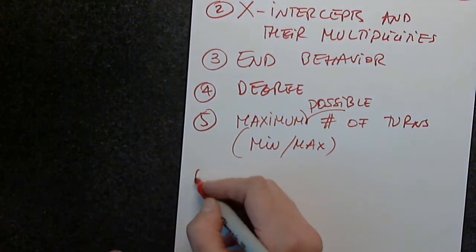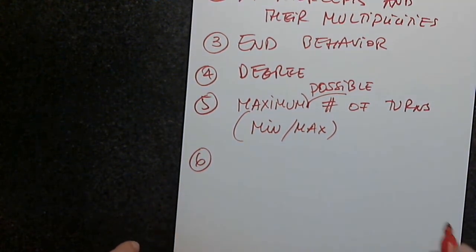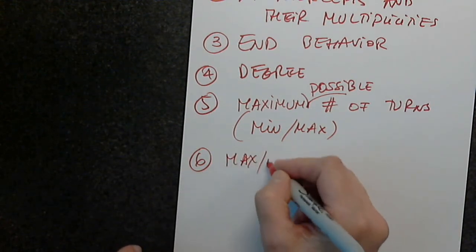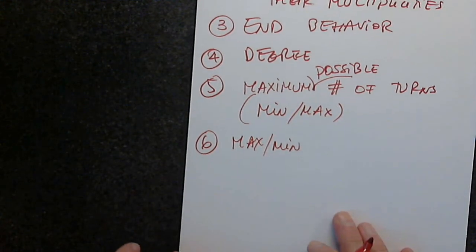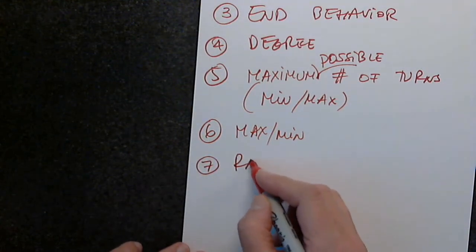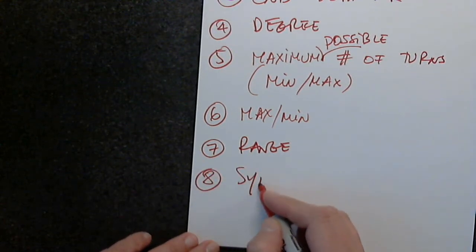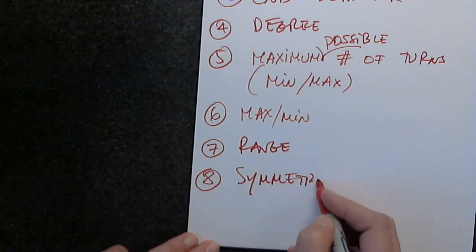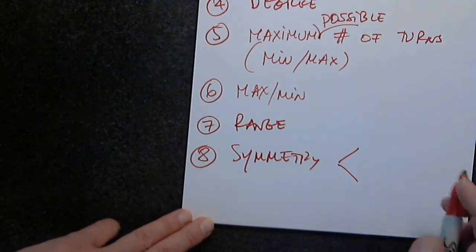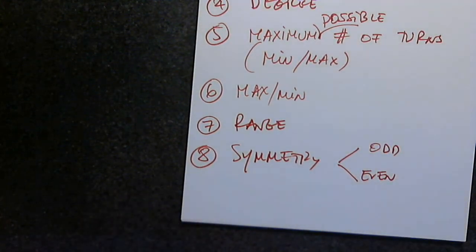Number 6. The values of the max min. Number 7. Range. Number 8. Symmetry. We mean whether the function is odd or even. And that's about it.